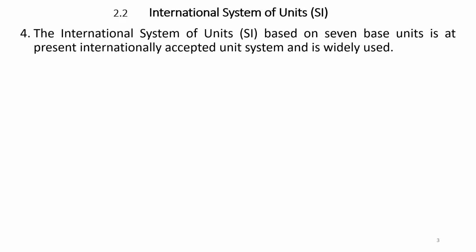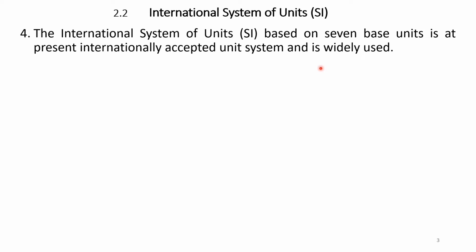The International System of Units (SI) is based on 7 base units and is at present the internationally accepted unit system and is very widely used. In earlier times, scientists of different countries were using different systems of units for measurement. 3 such systems, the CGS system, the FPS or British system, and the MKS system, were in use extensively till recently.